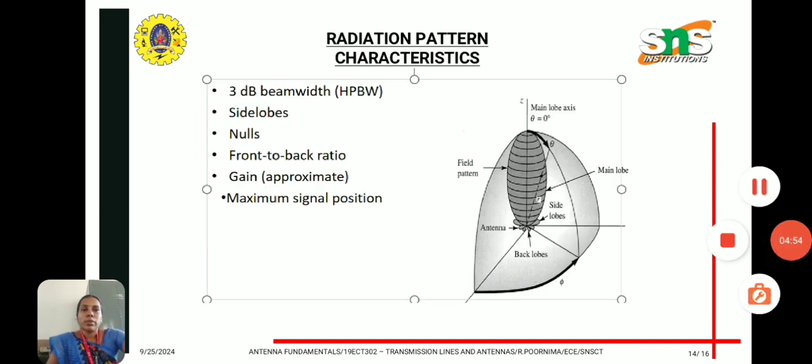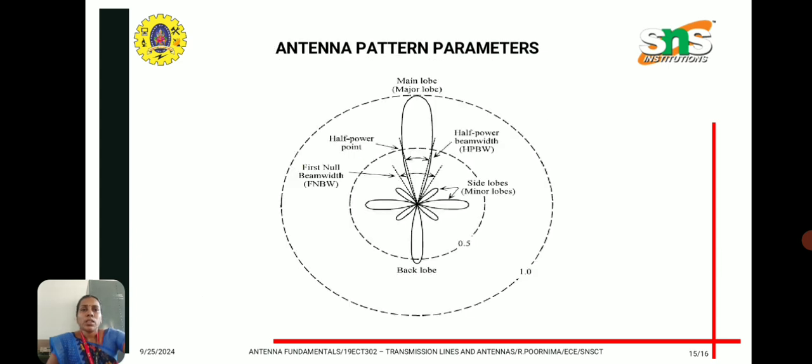Here the 3 dB bandwidth or half power bandwidth is used, along with the side lobes. These are the parameters in the radiation pattern characteristics: nulls, front to back ratio, gain, and maximum signal position. Here the radiation pattern is explained using the main lobe and other parameters.